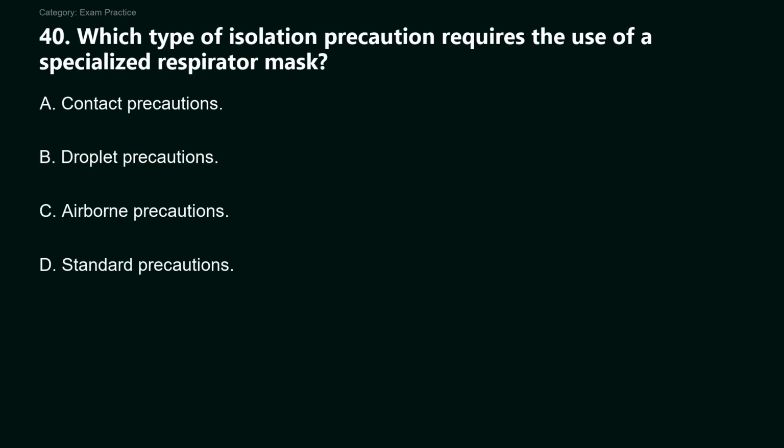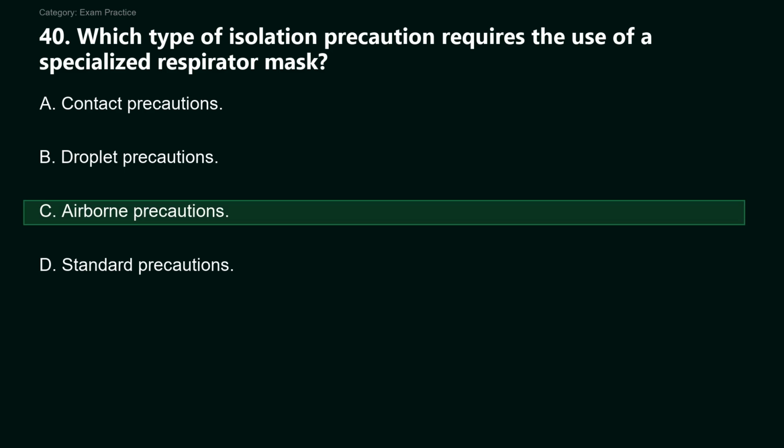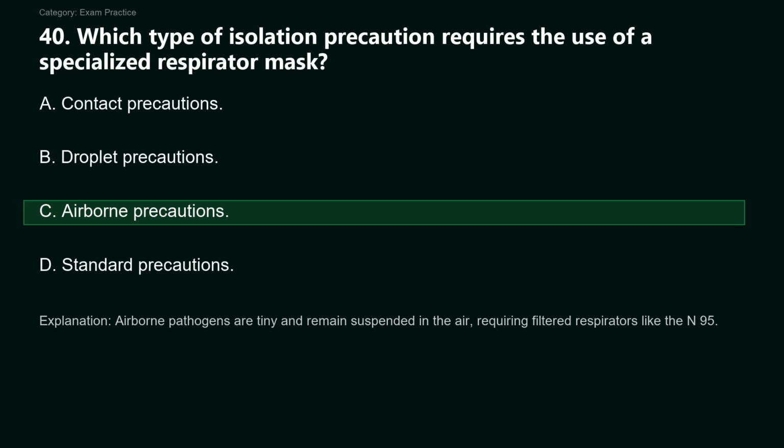Question 40. Which type of isolation precaution requires the use of a specialized respirator mask? Option A, contact precautions. Option B, droplet precautions. Option C, airborne precautions. Option D, standard precautions. The correct answer is option C, airborne precautions. Airborne pathogens are tiny and remain suspended in the air, requiring filtered respirators like the N95.